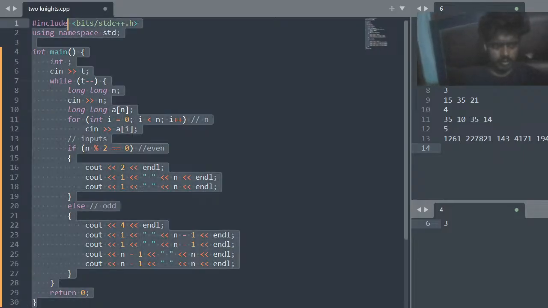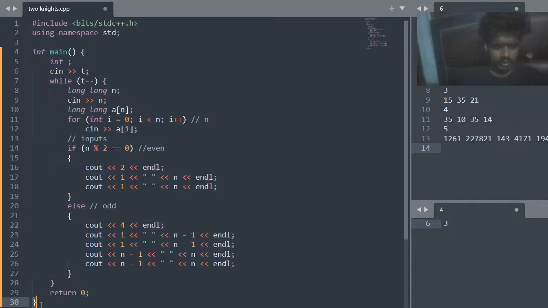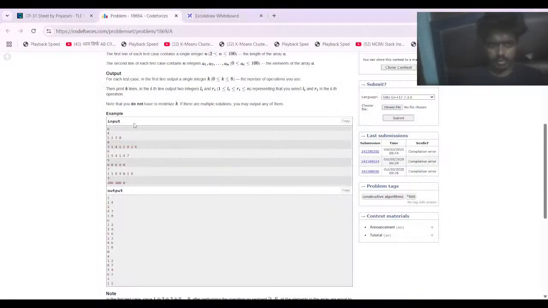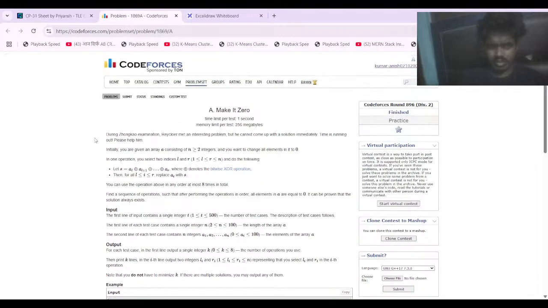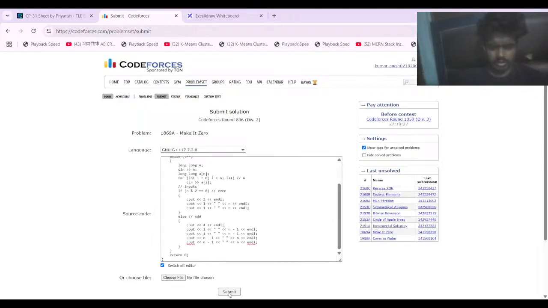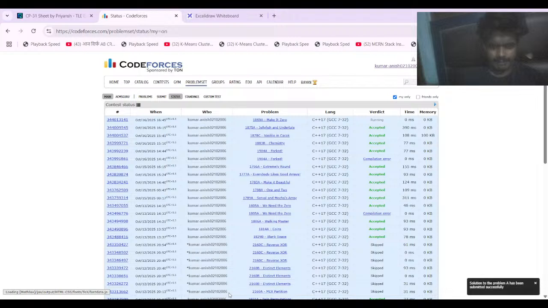Hold on guys, I'll copy the code and submit it. I think we have a very good approach, so the result should come and it should be accepted. Okay, done.